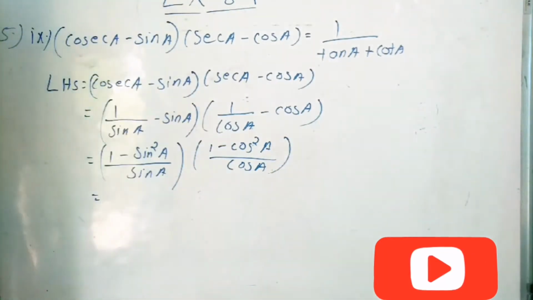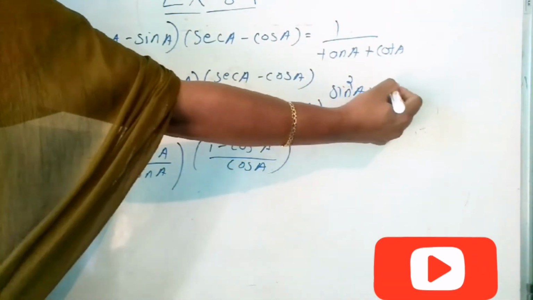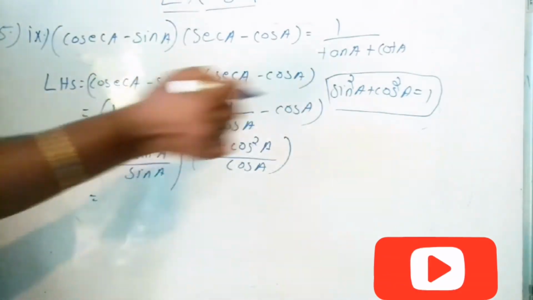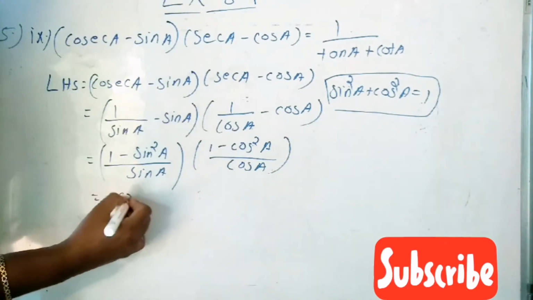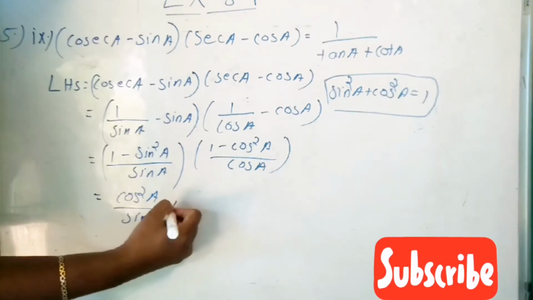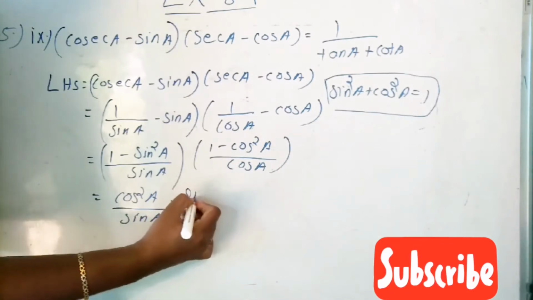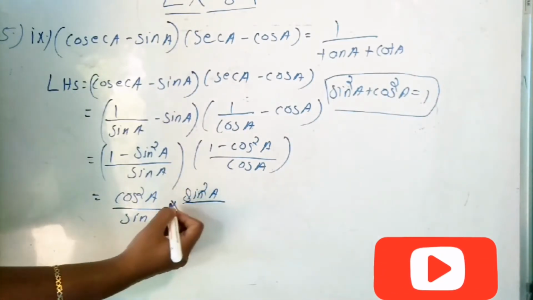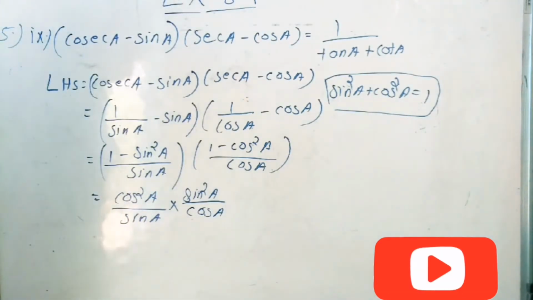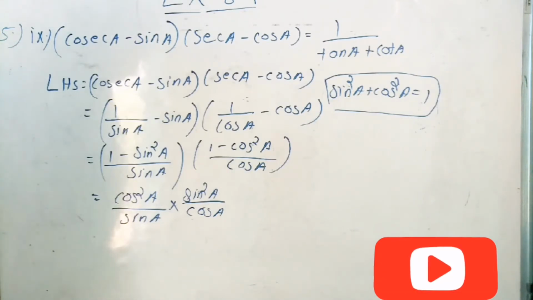Our identity is sine square A plus cos square A is equal to 1. This is our trigonometric identity. From this, 1 minus sine square A is cos square A, divided by sine A, into 1 minus cos square A, which we can write as sine square A, divided by cos A.